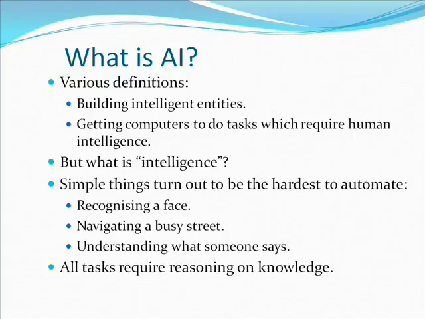What is artificial intelligence? There are various definitions. Let's look at two of them. Building intelligent entities. Getting computers to do tasks which require human intelligence. But what is intelligence? Simple things turn out to be the hardest to automate. Recognizing a face, navigating a busy street, understanding what someone says. All tasks require reasoning or knowledge.